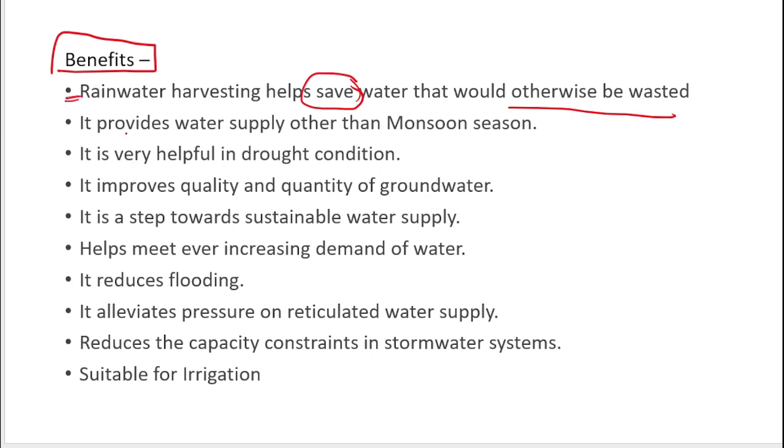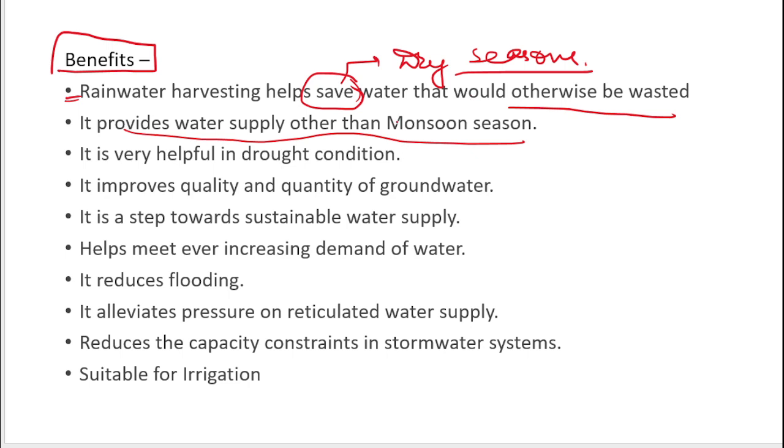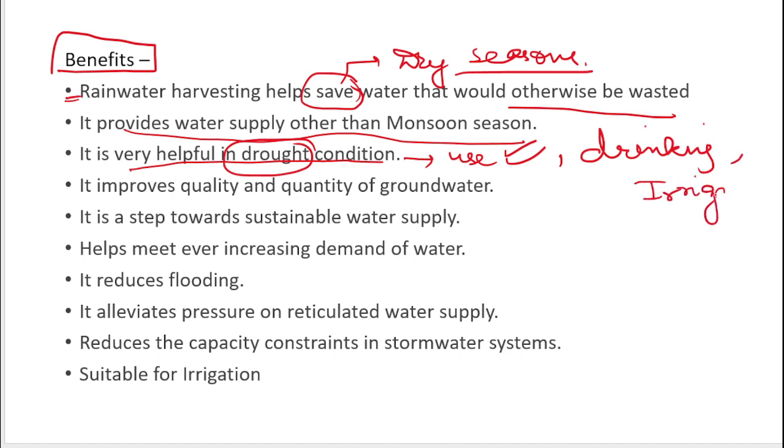Secondly, it provides water supply other than monsoon. The water that we saved can be used in dry seasons other than monsoon. In summers, when there will be a shortage of water, we can use this stored water. It is very helpful in drought conditions. Whenever there is drought, we all know drought, whenever a dry spell comes, we can use this saved water there. This saved water can be used in drinking purposes and in irrigation purposes.